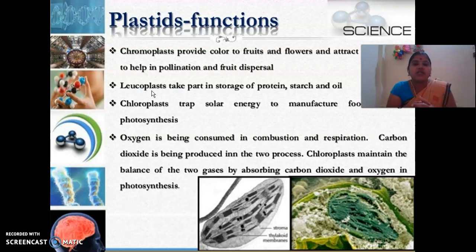Okay, and next is oxygen being consumed. What is oxygen used for? Combustion, which is burning, and also respiration. The plants release oxygen in the daytime. So we human beings and animals inhale that pure oxygen. And at nighttime it releases carbon dioxide. So it is harmful for human beings.